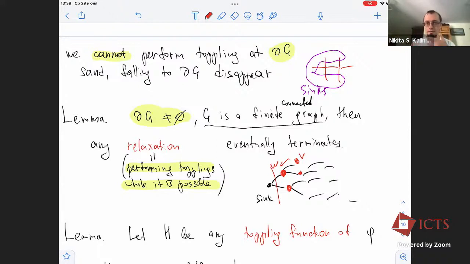Is it okay now? Yeah, I got it. I think there's a question for you, just one moment. You're assuming that the graph is connected, right? Just to clarify, you need that, otherwise this won't quite go through, right? Yes, sure, thank you.